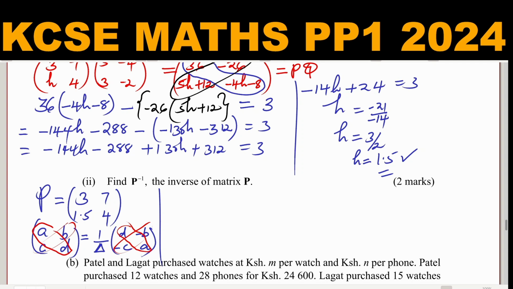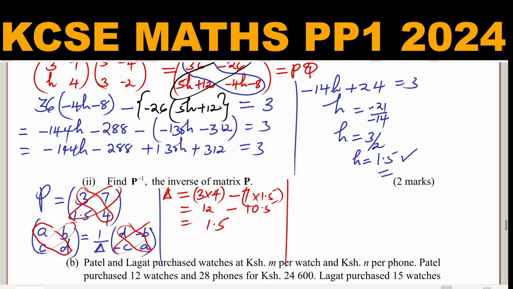So we start by getting the determinant of this matrix. We get the product of this diagonal, this is 3 multiplied by 4, subtract the product of these, 7 times 1.5. So this will give the determinant to be 12 subtract 10.5, and this will give 1.5. So that is the determinant.